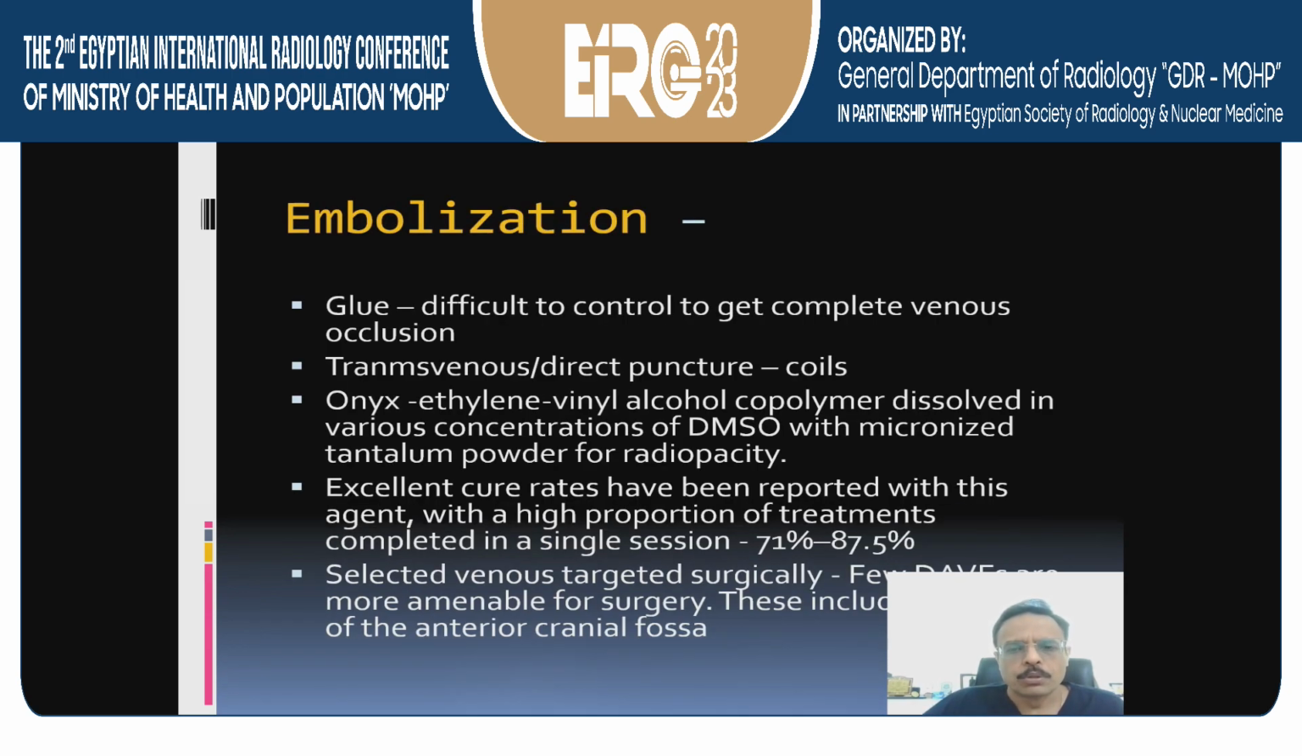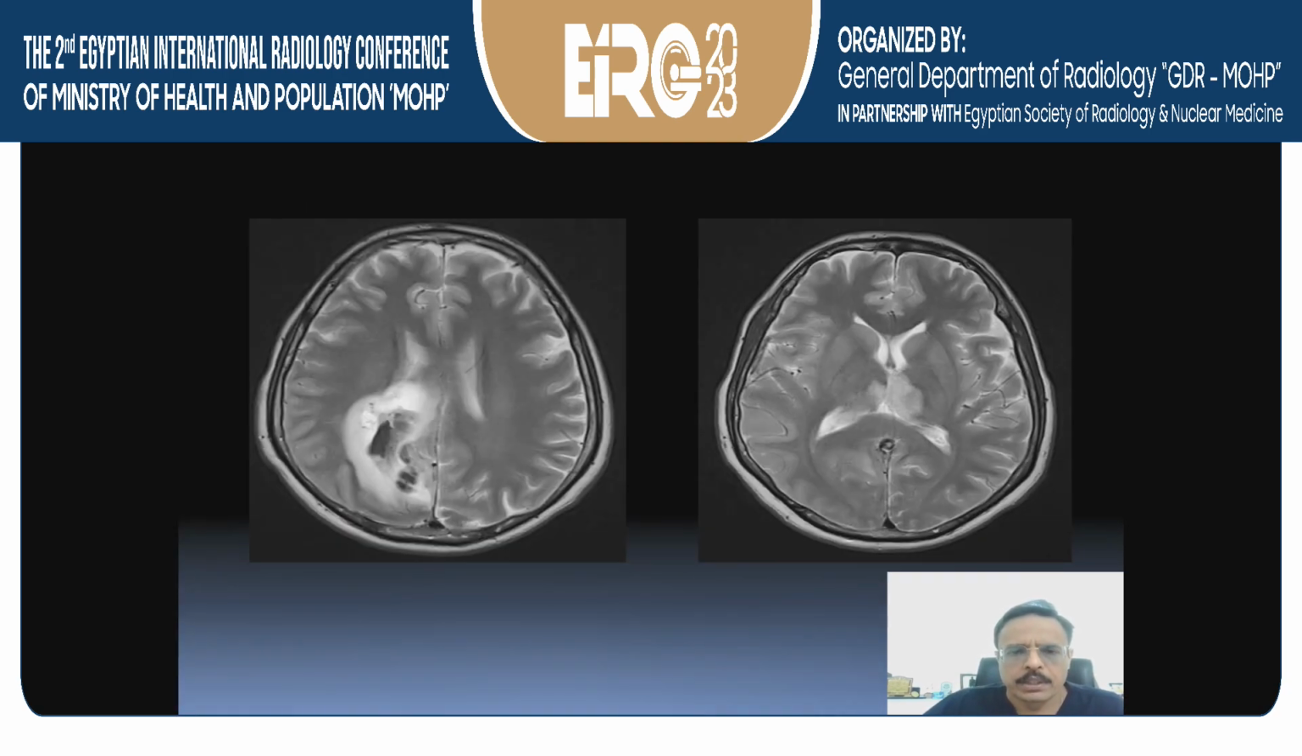Previously, we used glue. It doesn't work so well. Then came transvenous or direct puncture coils. And then, of course, when Onyx came in, that was the major advance where we could achieve excellent cure rates, as reported in the literature, in 70 to around 90% of patients. And some selected patients can be targeted surgically as well.